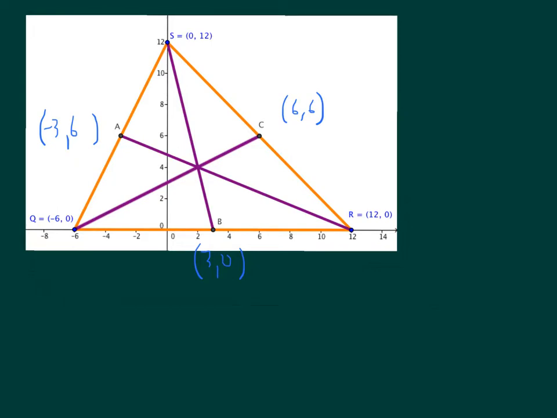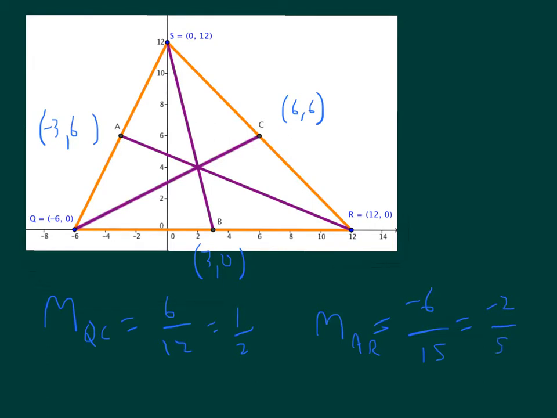All right. So let me find the three slopes of these lines. So QC, the slope of QC is equal to, let's see, the change in y, it rises 6, and it runs 12. So the slope there is +0.5. The slope of AR, let's see, the rise, it goes down 6. At the same time, it goes over 15. So the slope there is -2/5.